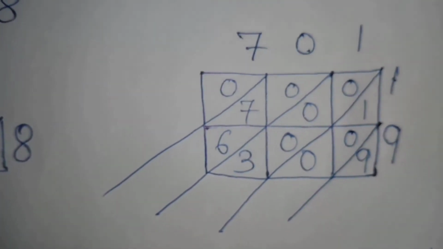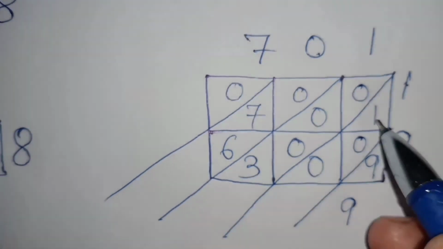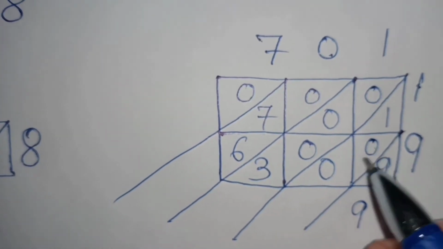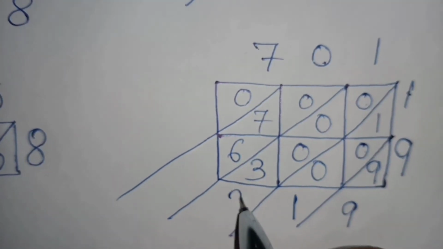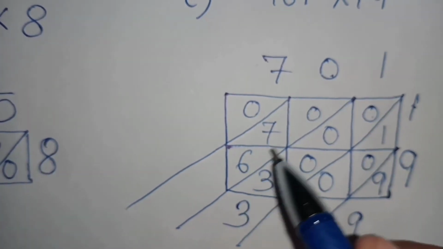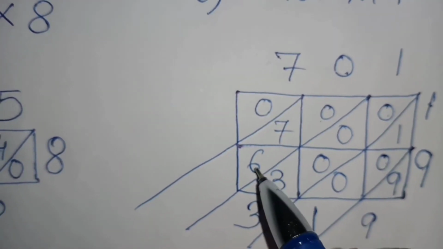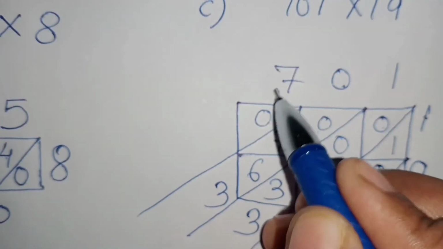Now what you have to do? We have to add. This is what? 9. 1 plus 0 is 1. Now this is 0 0 0. What is there? 3. 7, this one is 0. This one is 7, this is 6. So 0, no need to add. 7 plus 6 is how much? It is 13. So 3 will write here, 1 we will give carry.